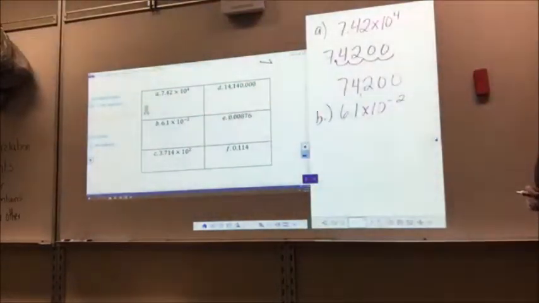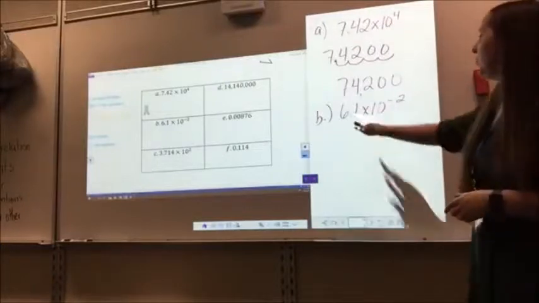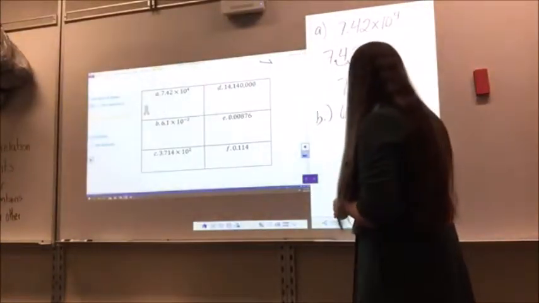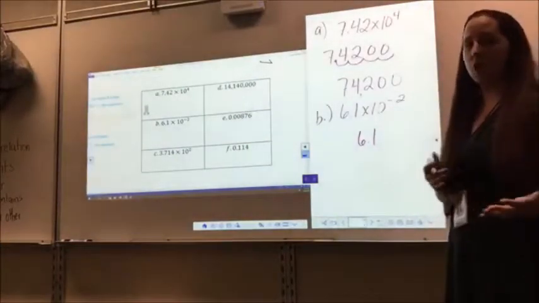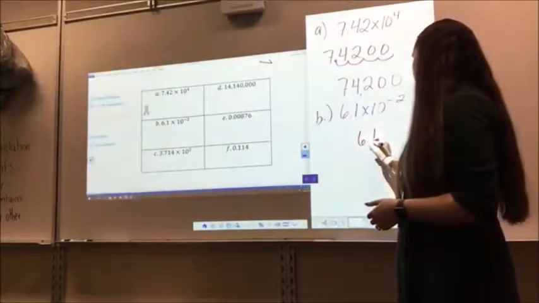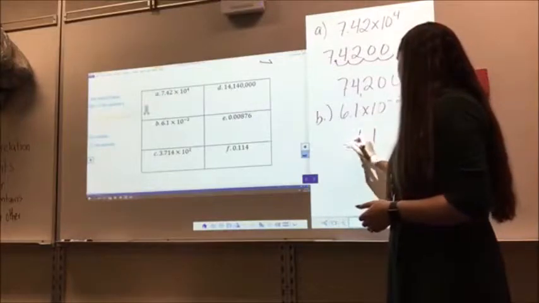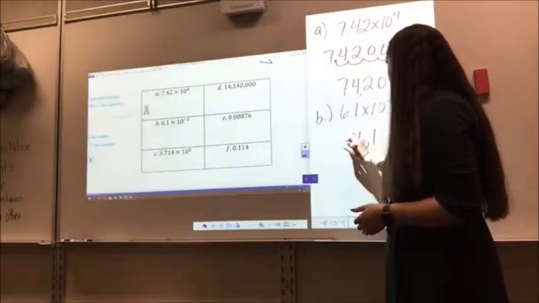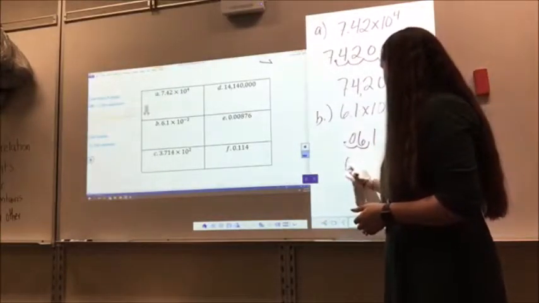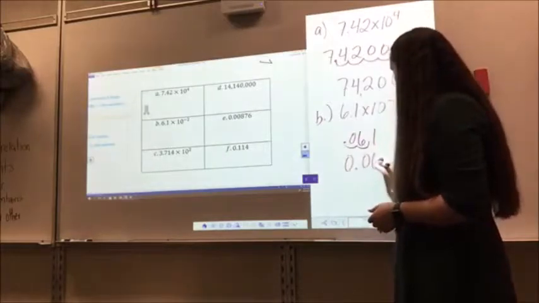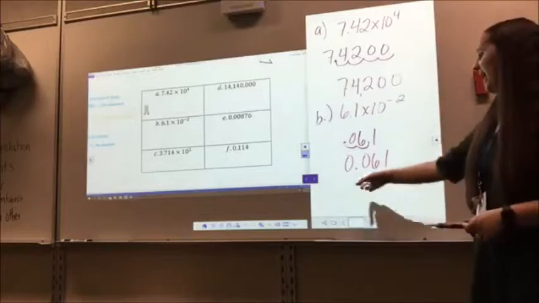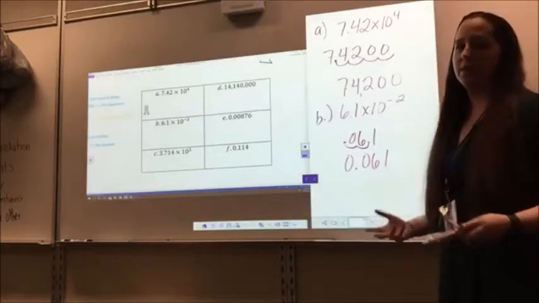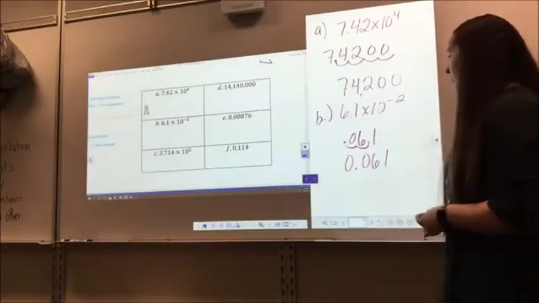0.1 times 10 to the negative 2. So again, I write my number that's in front of my power of 10. I'm negative, so it's going to be a smaller number. So I go to the left. 1, 2. I add my 0 and my decimal. So I get 0.061. You don't have to add the 0 in, but it's highly recommended. It's used as a placeholder.